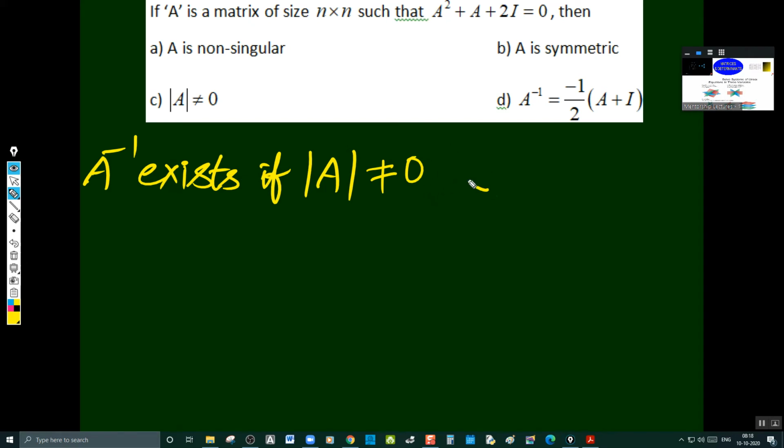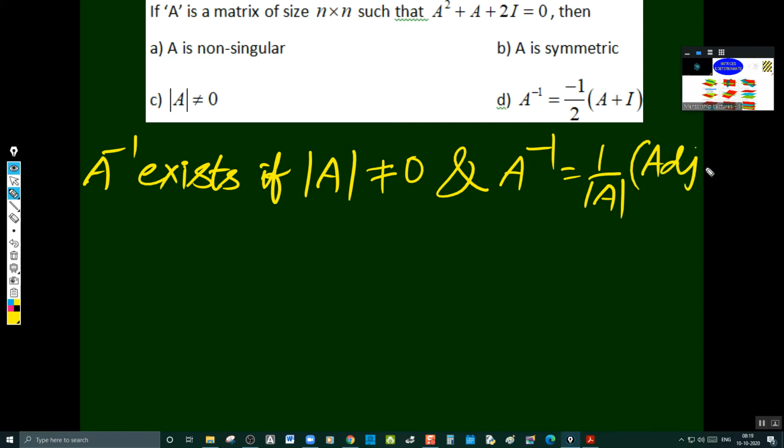And you know the A inverse formula: 1 upon det A into adjoint A. I hope you all remember this. 1 upon det A into adjoint A. And det A, why is it not equal to 0? You can understand from the formula itself. This det A is in the denominator.